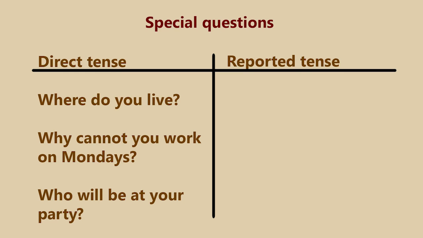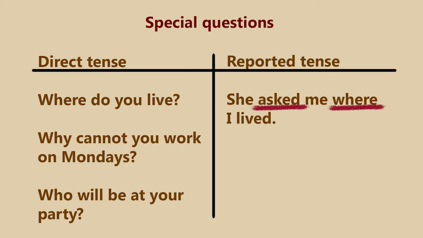What about other questions, like special questions? I mean, who, what, when, where, and how? "Where do you live?" "Why can't you work on Mondays?" "Who will be at your party?" She asked me where I lived. We don't need to say "she asked me where do you live." And because it's not a real question, we can drop that auxiliary. Asked, question word, subject, verb.